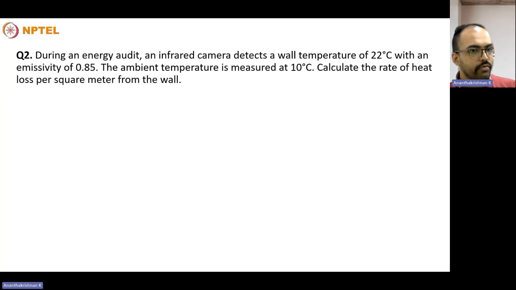So this has got nothing to do with the infrared camera as such. It's basically a heat transfer problem. We need to find the actual heat transfer that occurs from the wall to the surface. So it's a straightforward problem. We can use the Stefan-Boltzmann equation or law.